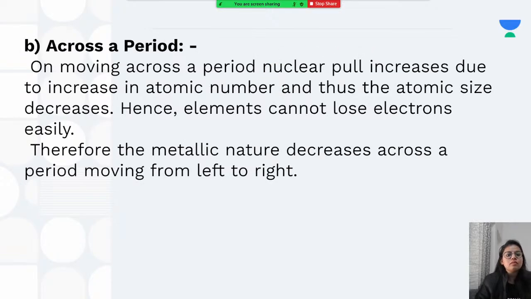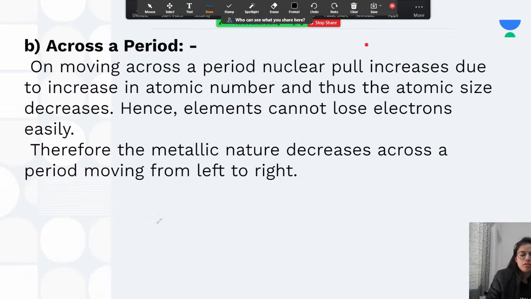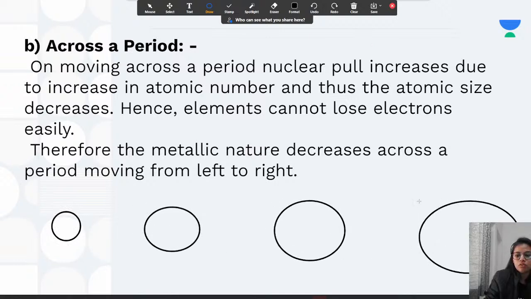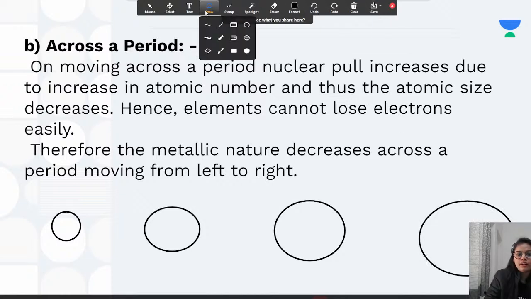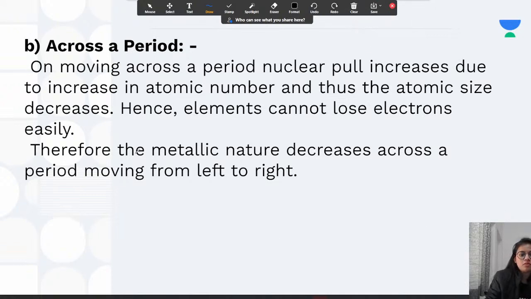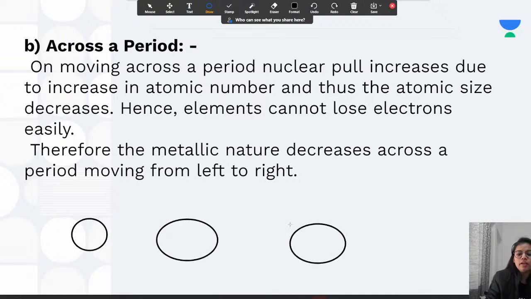Next is across a period. Now on moving across a period, nuclear pull increases due to increase in atomic number, and therefore the atomic size is decreasing. So let me show it to you. For example, I am having one element here, second is here, third is here, and fourth is here. So this is the usual trend, right? The atomic size will be decreasing.